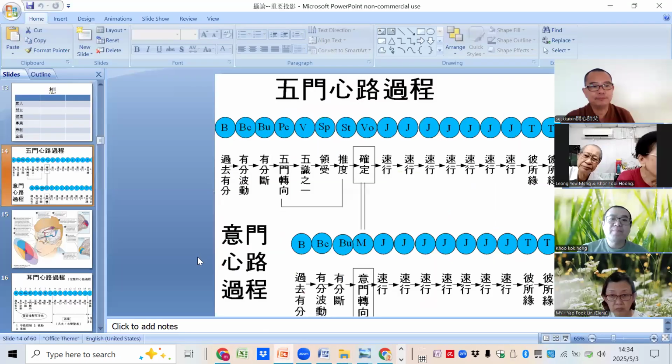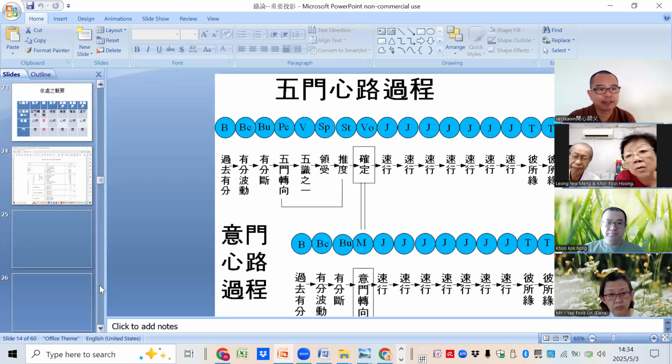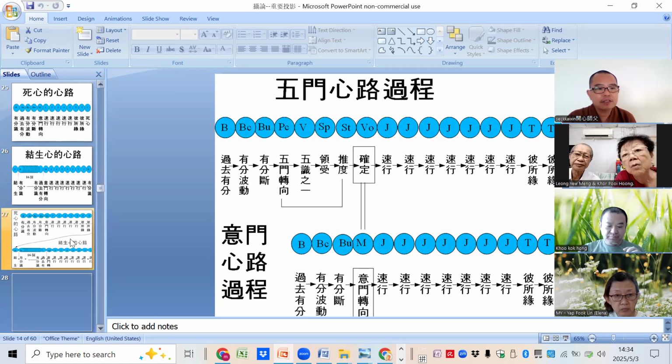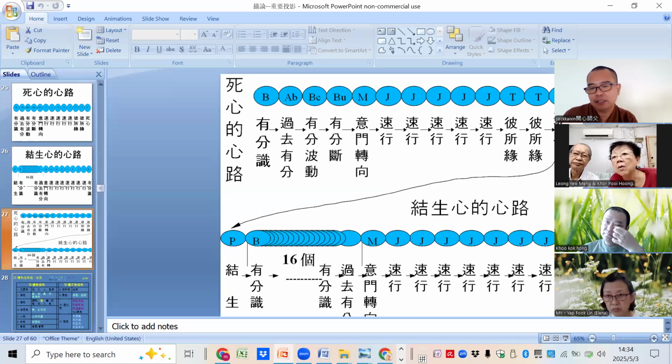Class, let's take a look. We have to come back for this diagram. So this diagram, class, we call it the death-proximate consciousness. Before we pass away, there must be some death consciousness appearing to show that we die.